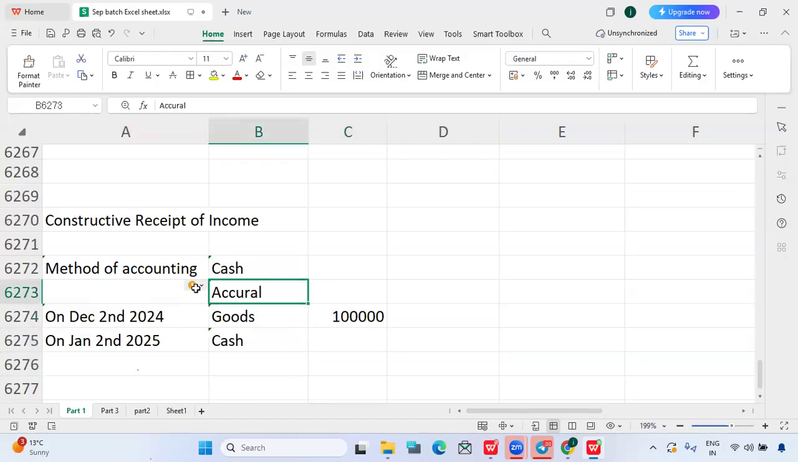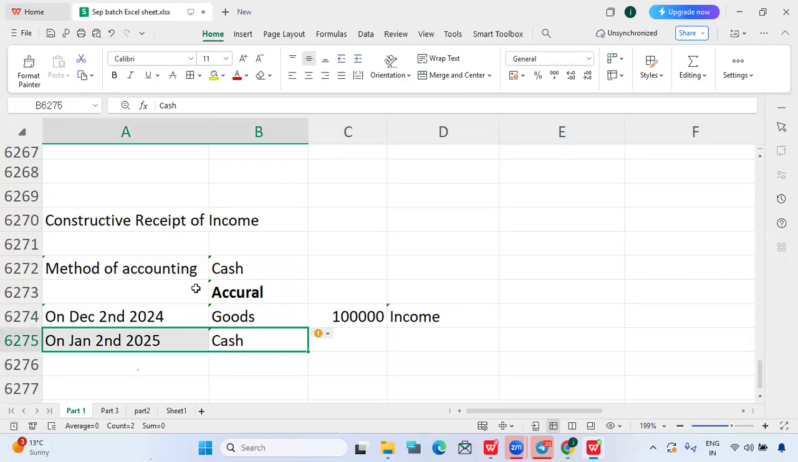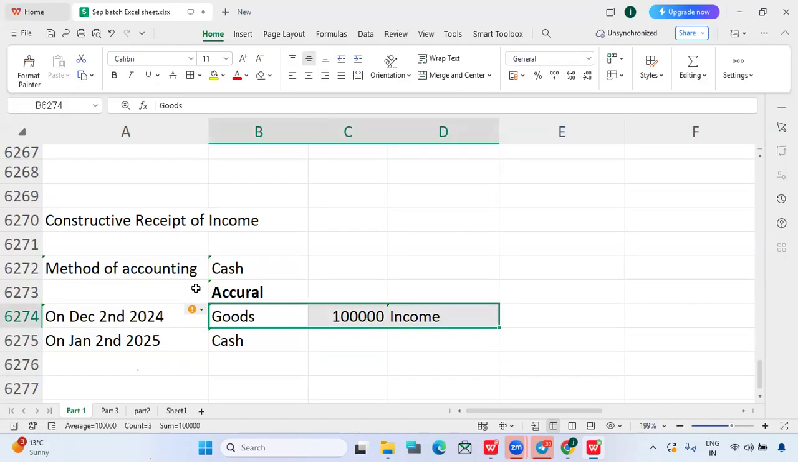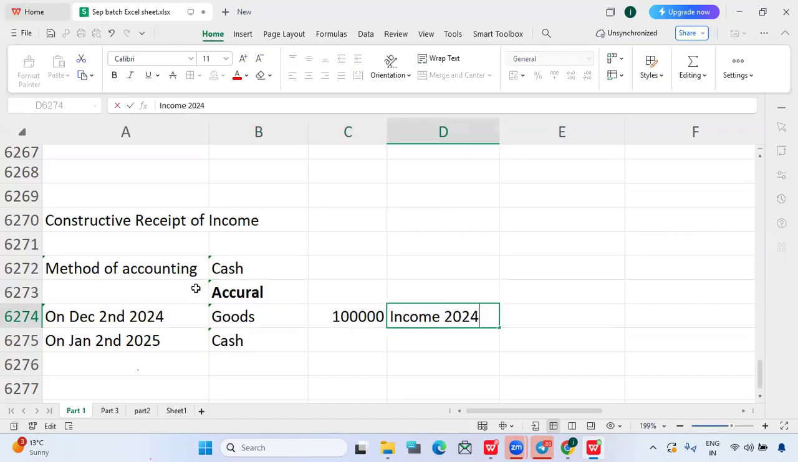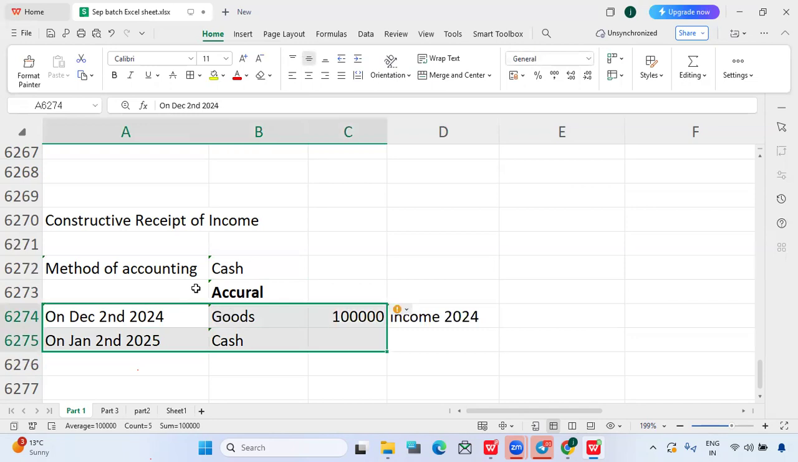Now, for income tax purposes, if the taxpayer follows the accrual method, do we need to recognize $100,000 as income? Sorry, yes, here we will recognize it as income. So in 2024, we recognize this $100,000 as income. Did we really receive cash? No, we haven't received any cash in 2024, but we still recognize it as income in 2024 because we follow the accrual method. In the accrual method, irrespective of cash, if we have done the transaction, that's it.